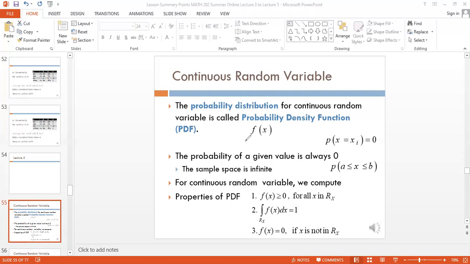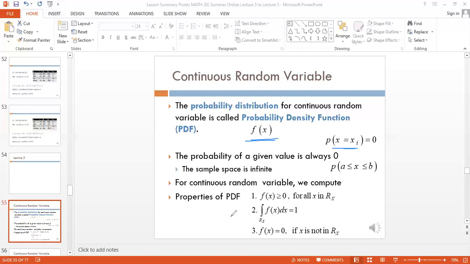And like the PMF, we can also write this as a function, f of x. Now, there are other things we need to know. We say that the probability of a process A at a point is always equal to what? It's always equal to 0. So the probability of the random variable being equal to a particular point is going to be equal to 0. In other words, the probability of remaining at a point is always equal to 0.